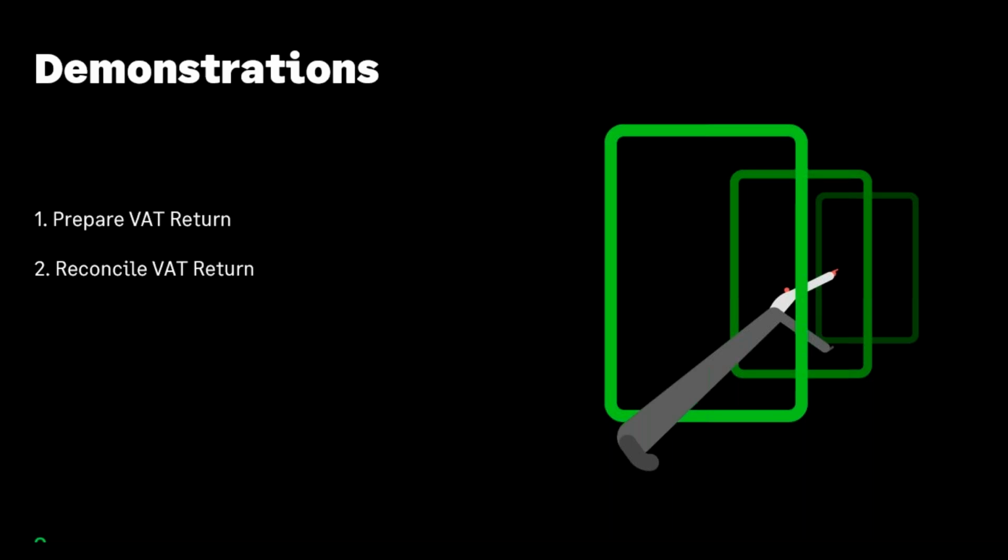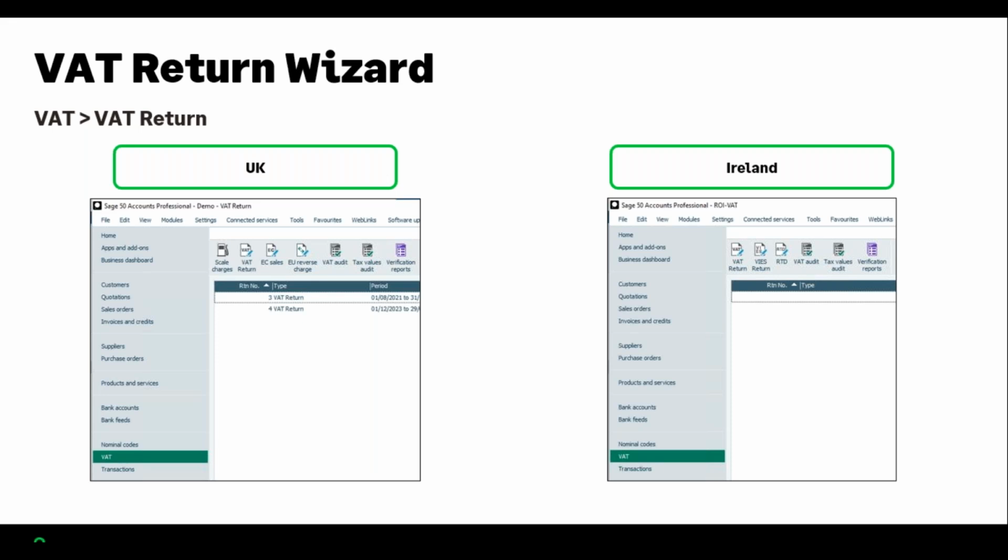Now, there are going to be differences depending on where you're submitting your VAT return from. So with UK and HMRC, you'll see what's on the left-hand side when you access your VAT module.